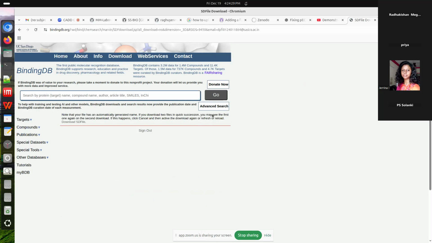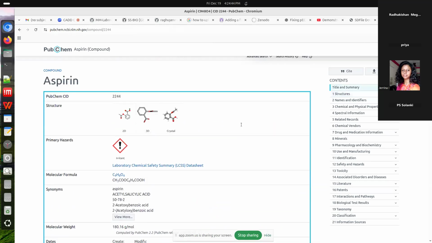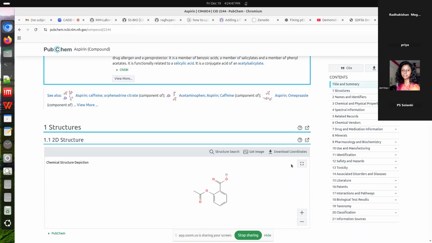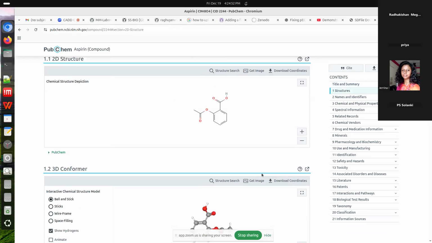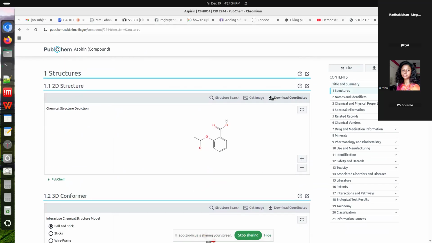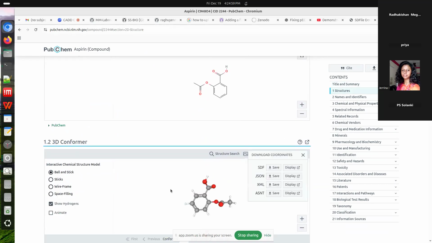I'm going to show you how to import the structures into the Maestro interface. BindingDB is not the only database available for downloading data sets. You can also get them from PubChem. If you search by a name or the compound name, you can directly get the 2D structure and the 3D conformer of the same. Since we use the 3D format, you can download it from the 3D conformer as an SDF file.